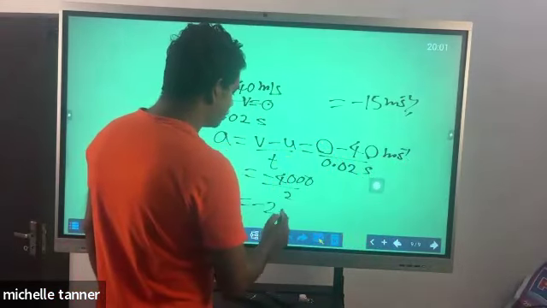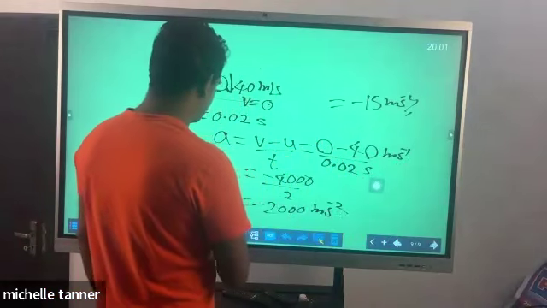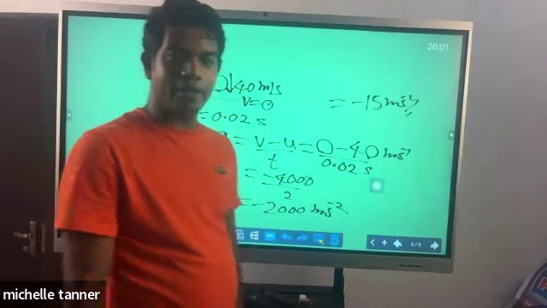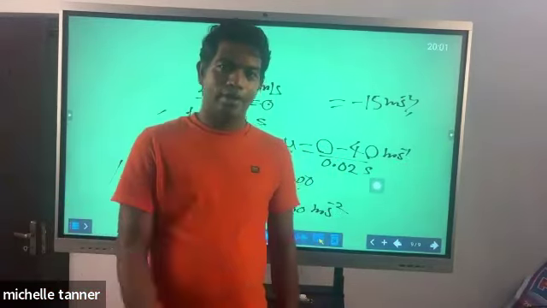And finally, minus 2000 meter per square second. Here also you can write the acceleration is negative, therefore it has deceleration.